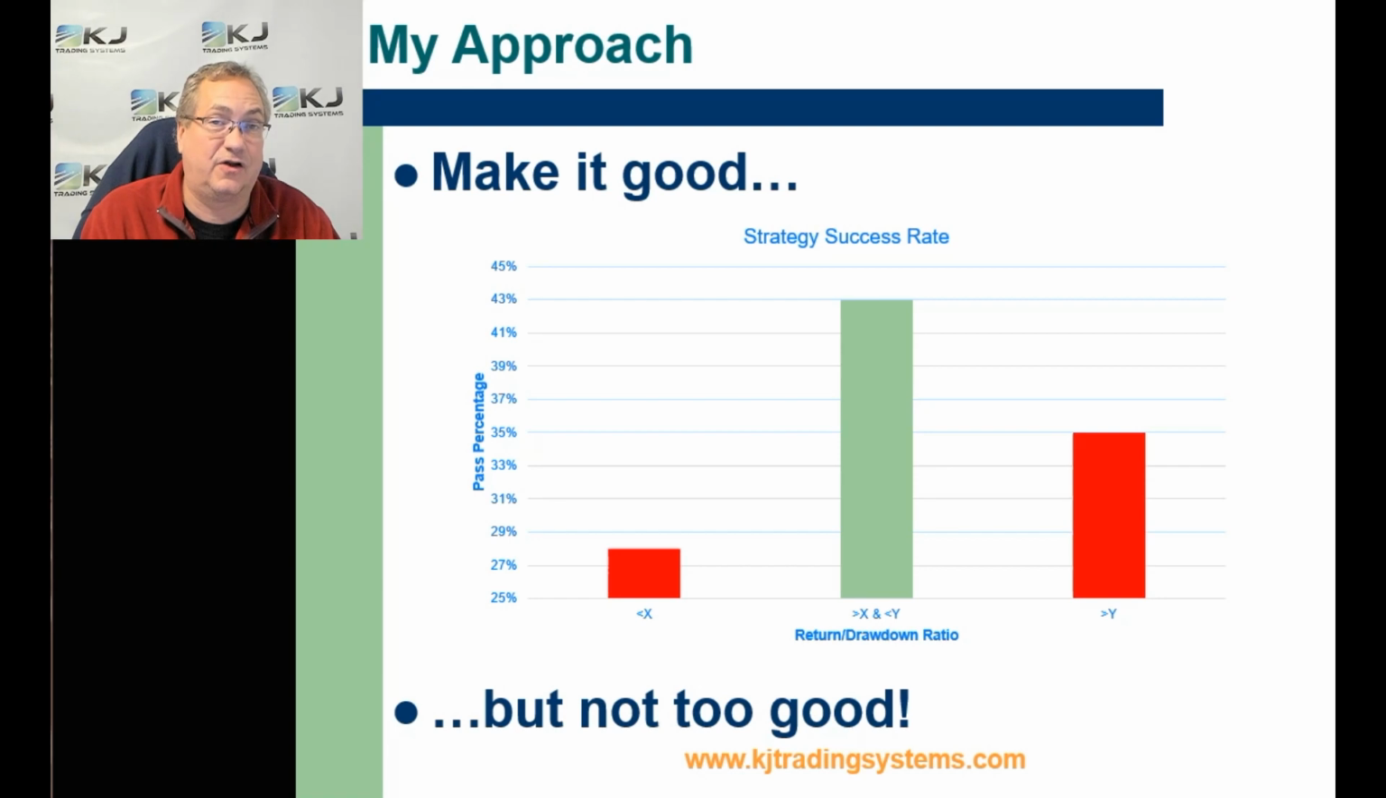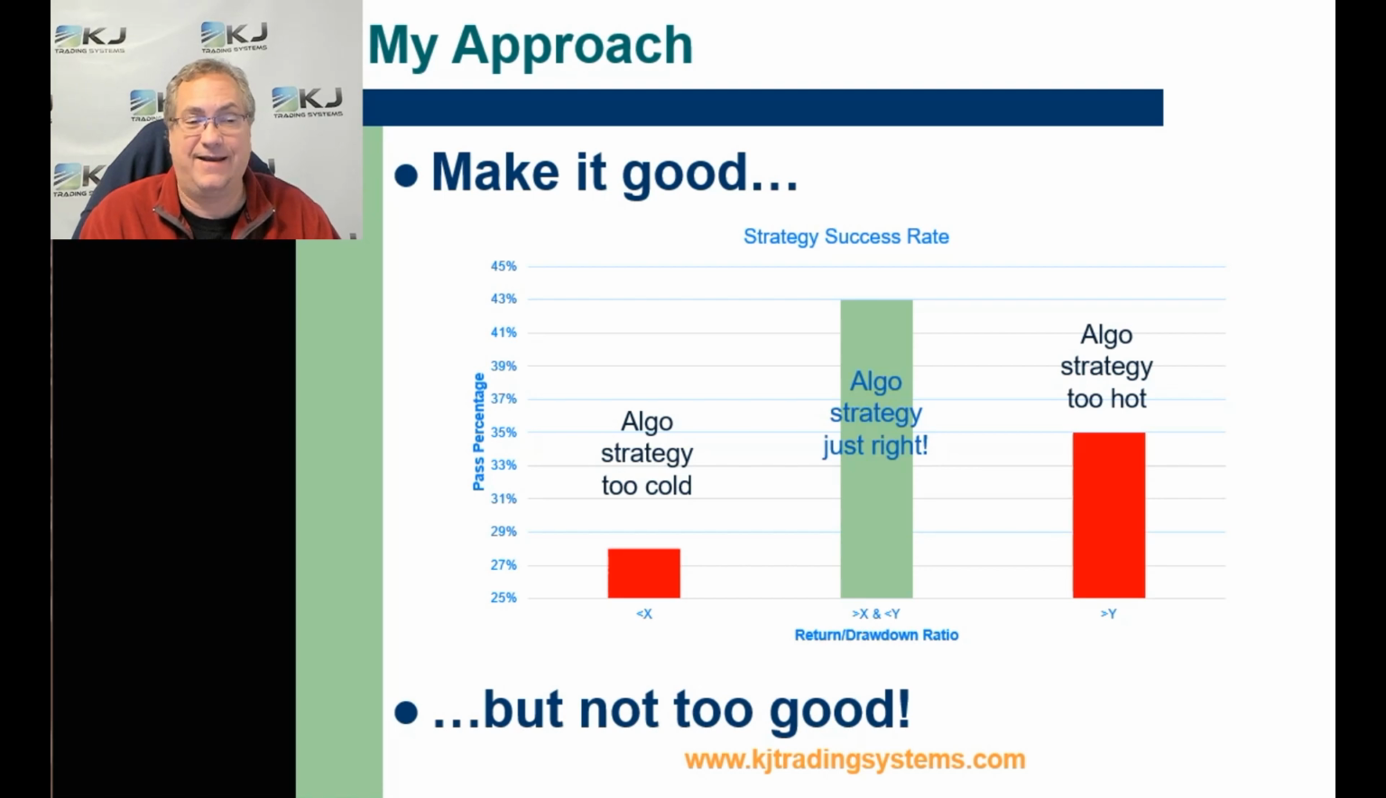In other words, it's good, but not too good. Okay? And you can think of it as Goldilocks, right? Where the strategies on the left are too cold, the strategies on the right are too hot. The strategies in the middle are just right.